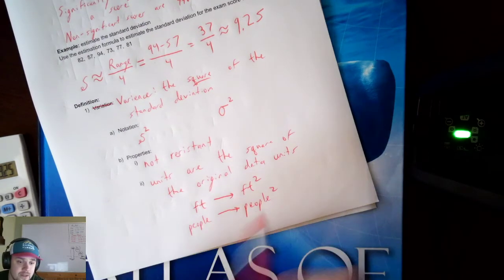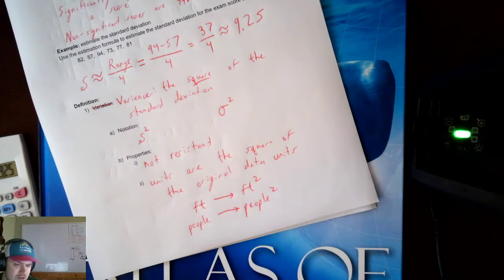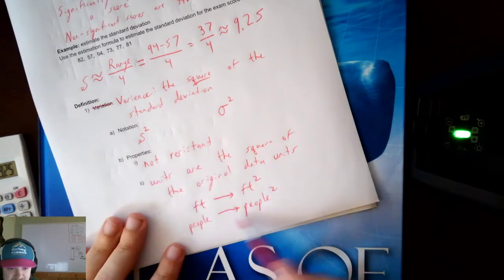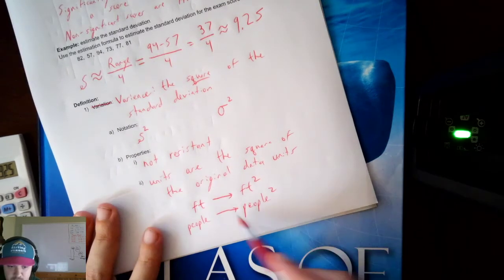Feet squared makes sense, right? We have area. We know how area works, right? People squared doesn't make sense, but we still do it. That's how the units are matched, right? We want to make sure our units are correct.